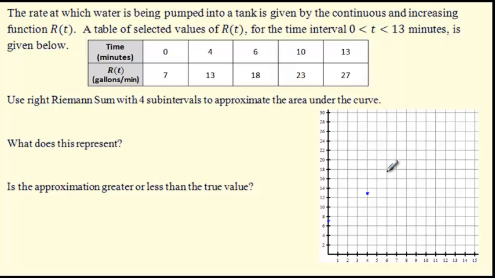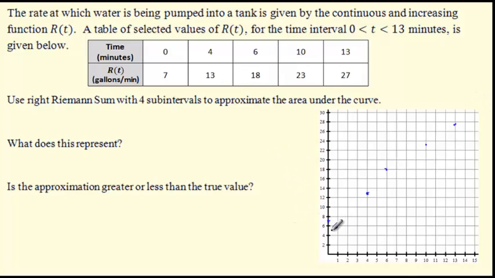6 makes 18, 10 makes 23, and we've got the last one. What is that? 13 makes 27. So something like up here. So here are my dots right here. This is what they gave me, and they said it was an increasing continuous function.